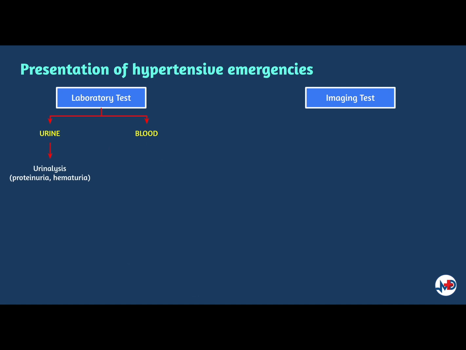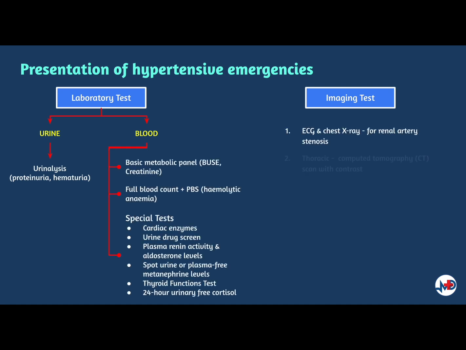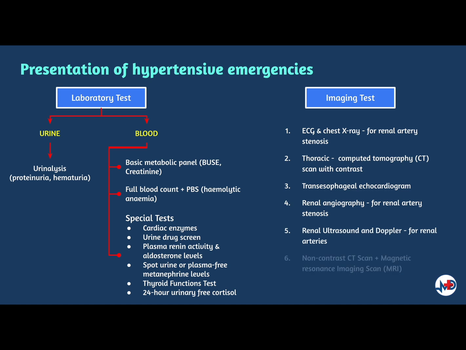Let's look at the presentation of hypertensive emergencies in lab tests as well as imaging studies. So here, the importance of conducting a lab test is to look for the potential complications of the condition. Urine analysis is done in search for proteinuria and hematuria. This might indicate an underlying renal disease.